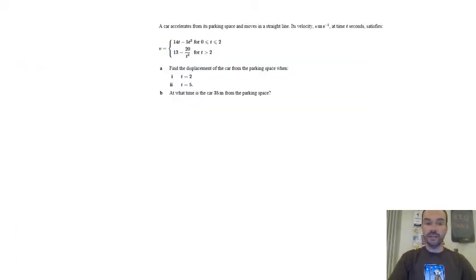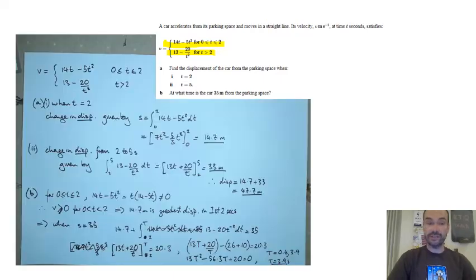Right, the second example. If you want to pause it and read it, we've got the velocity defined in two different ways depending on what the time is. We've got a quadratic for the first period of time, 14t take 5t squared, and for the second period of time we've got something proportional to 1 over t squared with an addition of 13. Find the displacement of the car from the parking space when t is 2 and t is 5. Should simply be a case of substituting in and checking consistency.